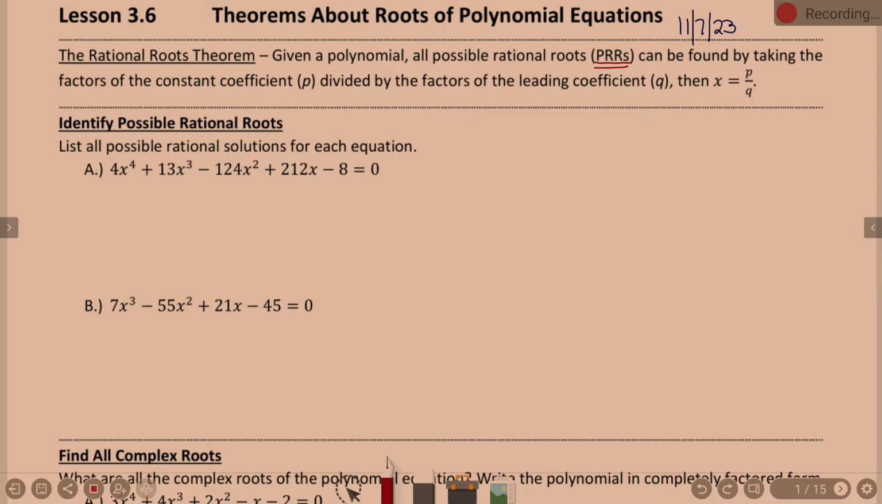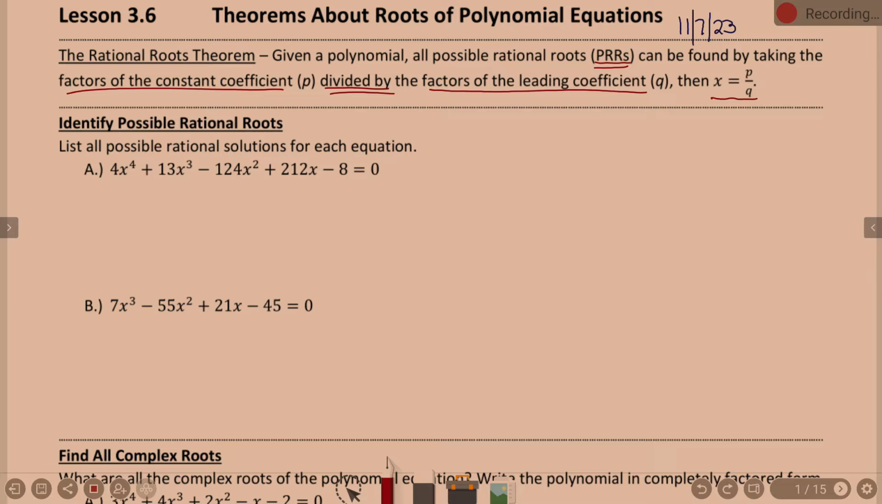Notice what it says. We're going to find them by doing factors of the constant divided by factors of the leading coefficient. It's often expressed as this P over Q, but important to know is it's factors of the constant divided by factors of the lead coefficient. And we're going to practice that here as we go through this first problem.